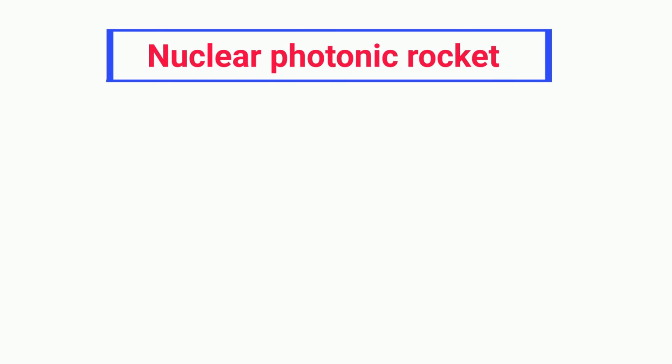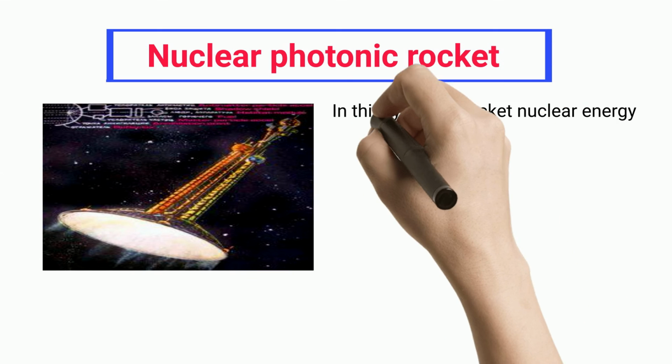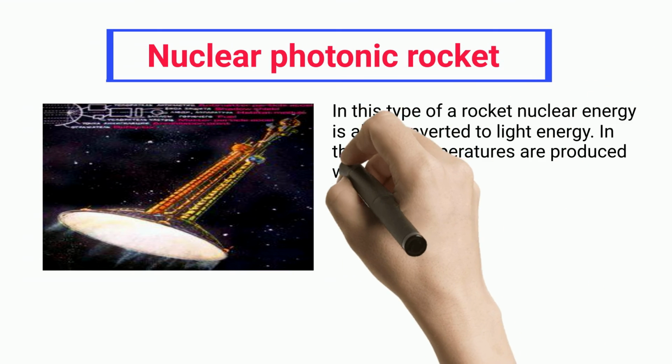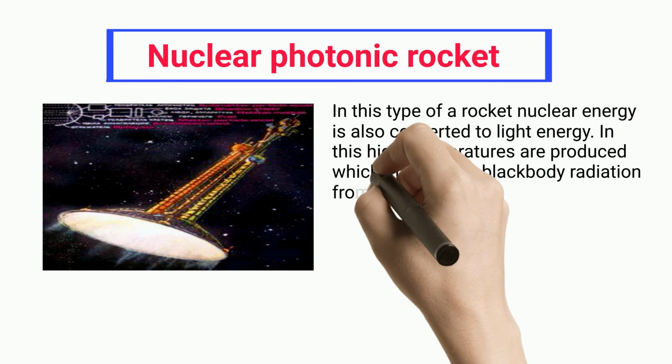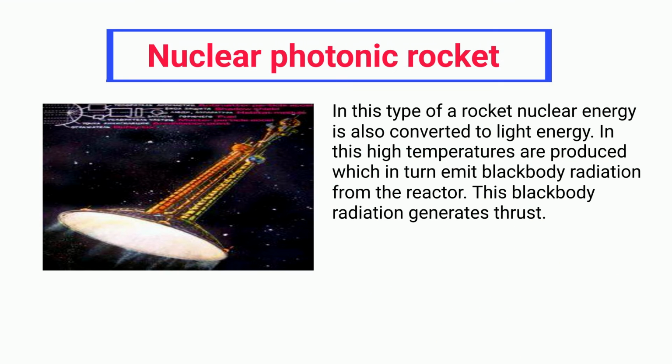Nuclear photonic rocket. In this type of rocket, nuclear energy is also converted to light energy. In this, high temperatures are produced, which in turn emit blackbody radiation from the reactor. This blackbody radiation generates thrust.